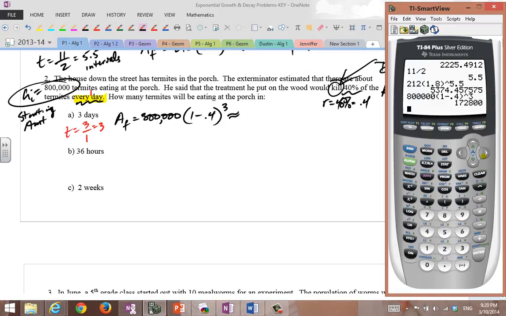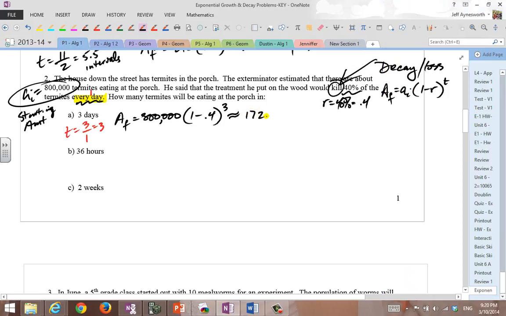On the first time period, and another 60% remaining on the second, and the third you have even less. So it's really gone down quite a bit, 172,800. So 172,800 termites. I gotta spell this right, don't I? Okay, termites. There we go.